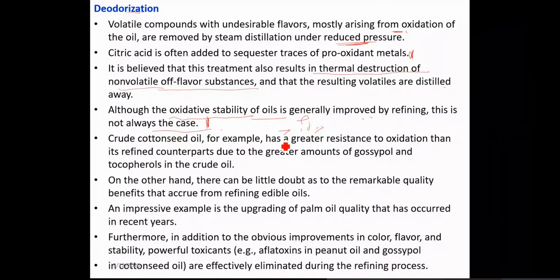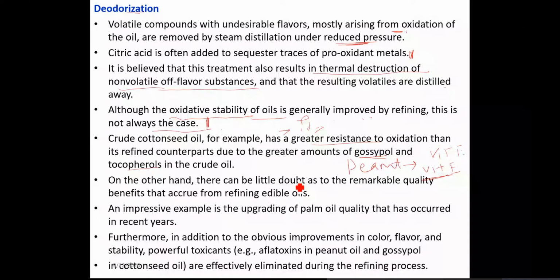Crude cottonseed oil, for example, has very good resistance to oxidation because it has compounds called gossypol and tocopherols. Even sunflower oil has vitamin E, and peanut oil also has very high vitamin E, and vitamin E is a very good antioxidant. So when you process these oils, these natural antioxidant compounds are lost.